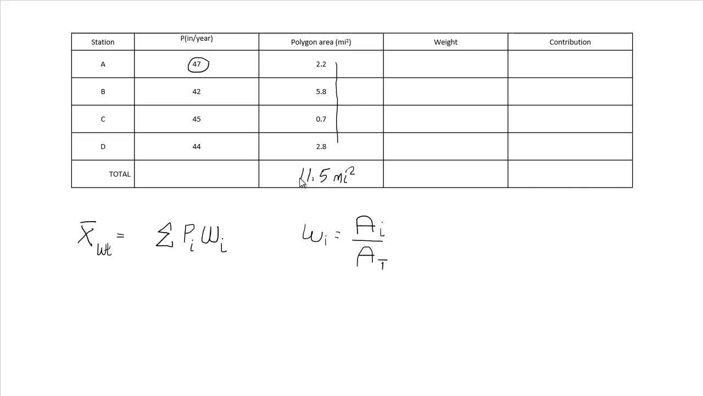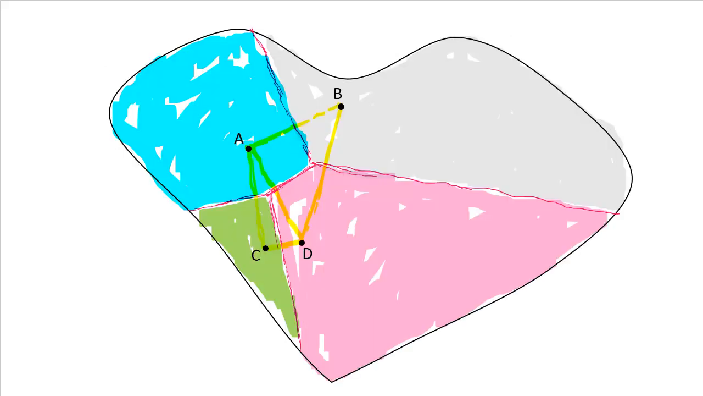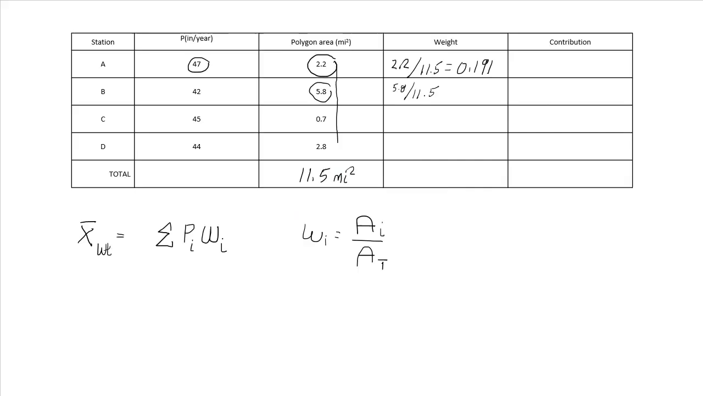The weight, again, is defined as the area of this particular partition divided by the total area. So it would be, in this case, 2.2 square miles divided by 11.5. The next one's going to be 5.8 divided by 11.5. And you might be thinking, hey, this is something Excel could do really well, and you'd be right. So this turns out to be 0.191. In other words, that's about 19%. So this blue area here is about 19% of the total area.